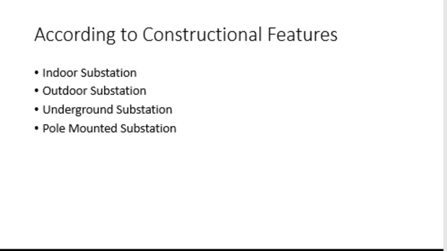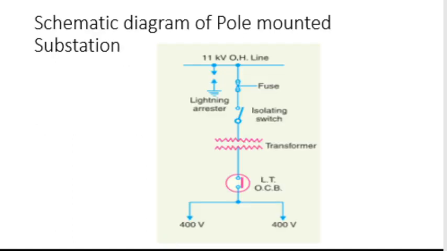So the pole mounted substation is the last end of a substation, from which we get our supply. After the pole mounted substation we get the supply at our home through a service main. So the pole mounted substation is the last substation. In the next slide I am going to show you the structure, or the schematic diagram, of a pole mounted substation, in which, as I have already told you, the input will be 11 kV.